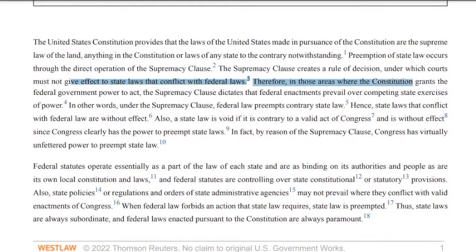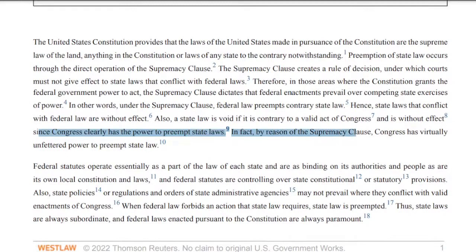So therefore, in those areas where the Constitution grants the federal government power to act, the Supremacy Clause dictates that federal enactments prevail over competing state exercises of power. In other words, under the Supremacy Clause, federal law preempts contrary state law. We were reading this before, so let's see the detail here. Hence, state laws that conflict with federal law are without effect. Also, a state law is void if it is contrary to a valid act of Congress and is without effect, since Congress clearly has the power to preempt state laws.